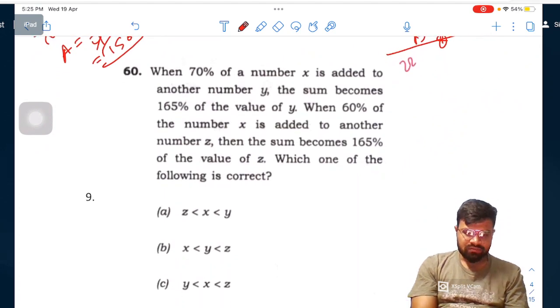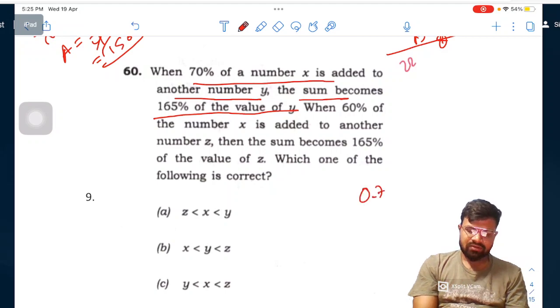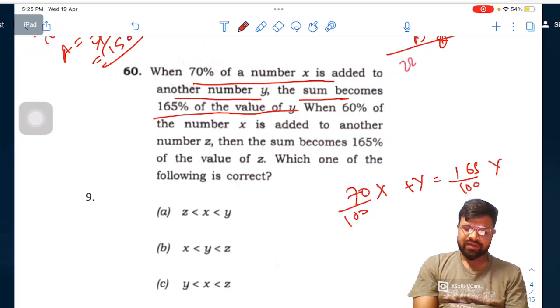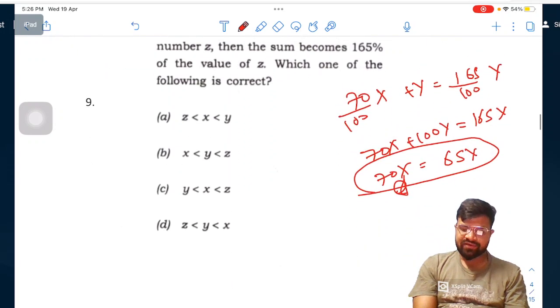Okay. Now 70% of a number x is added to another number y. The sum becomes 165% of y. That means 70 by 100 of x plus y is equal to 165 by 100 of y. Proceeding in this direction, 70x plus 100y is equal to 165y. That is 70x is equal to 65y. That is our first equation.